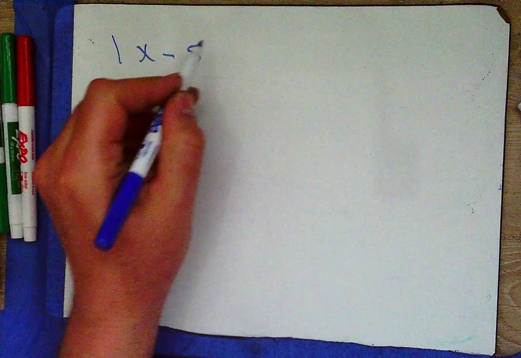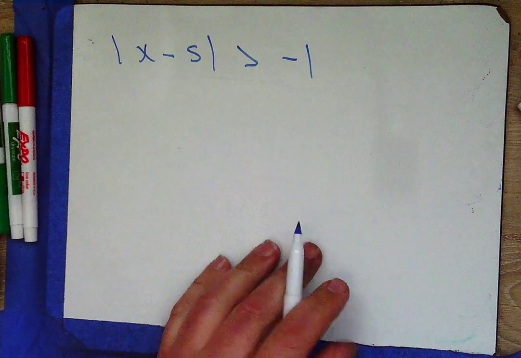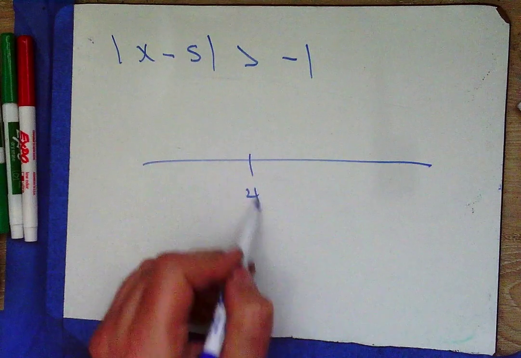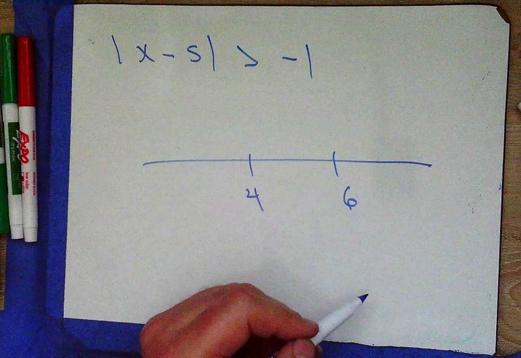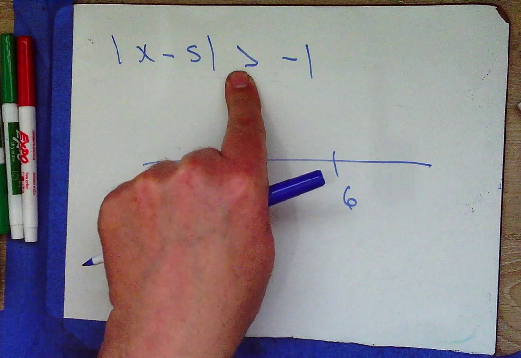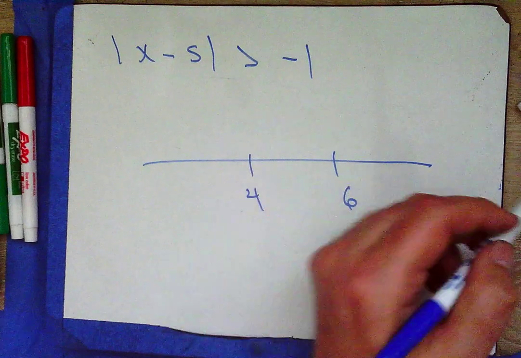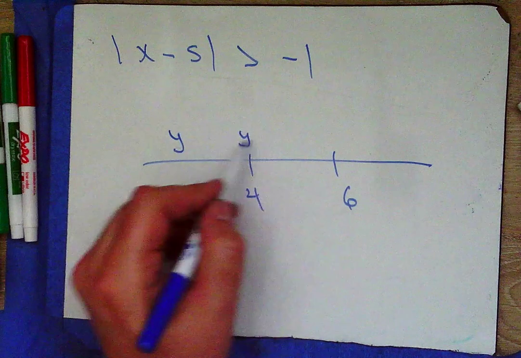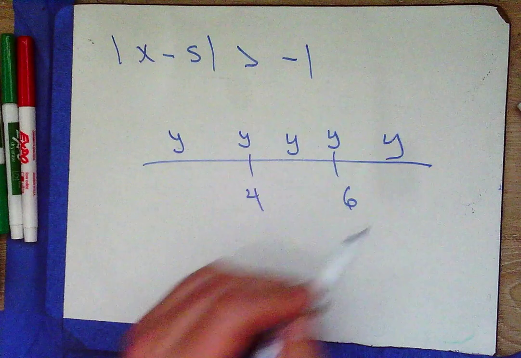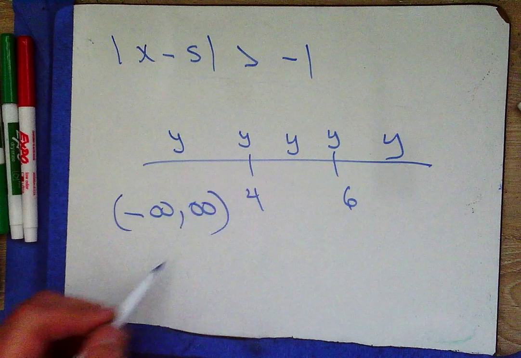Right? How about this one? Absolute value of x minus 5 is greater than negative 1. Well, we already know that 4 and 6 are the critical numbers, because the only thing I did from the last problem to this one is change the direction of this inequality. And instead of getting no, no, no, no, no, we're going to get yes, yes, yes, yes, yes. And this is going to be then negative infinity to infinity.